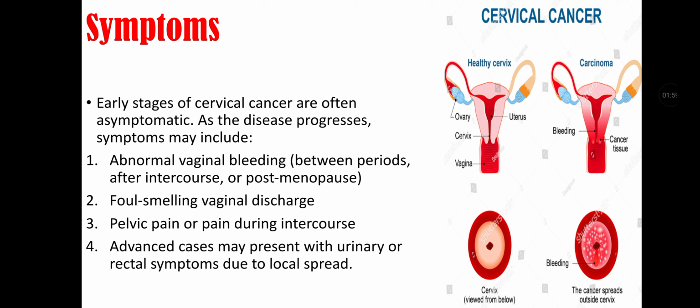Symptoms of cervical cancer. Early stages of cervical cancer are often asymptomatic. As the disease progresses, symptoms may include abnormal vaginal bleeding, that is between the periods and after intercourse or post-menopause. There is foul-smelling vaginal discharge. There is pelvic pain or pain during intercourse, and advanced cases may present with urinary or rectal symptoms due to spread.